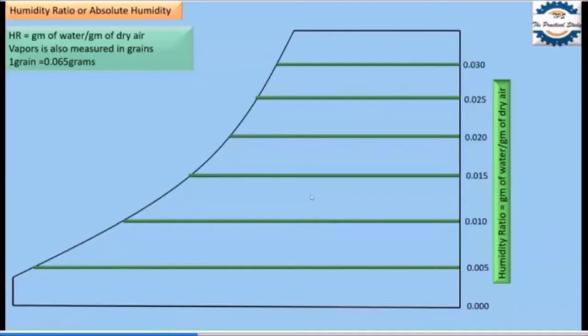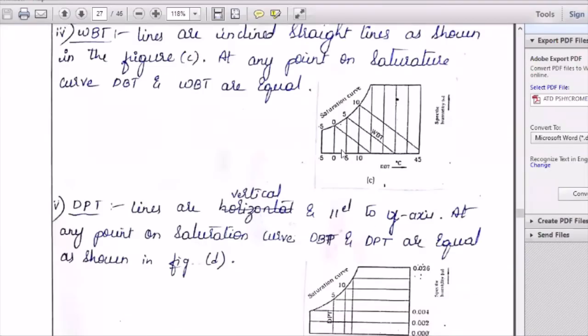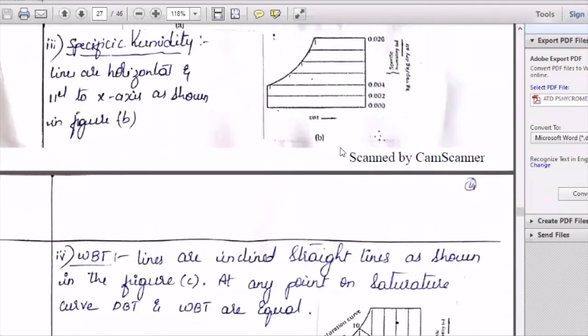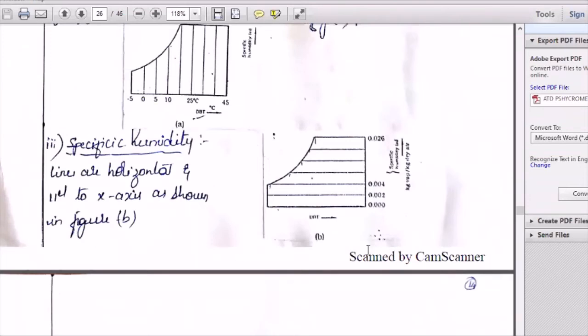Write down this please. This is a third property which can be identified over the chart, that is wet bulb temperature. Sorry, not wet bulb temperature, it is a specific humidity. So you can write down this specific humidity line this way. You can observe here the specific humidity lines are horizontal and parallel to the x-axis, as shown in the figure.